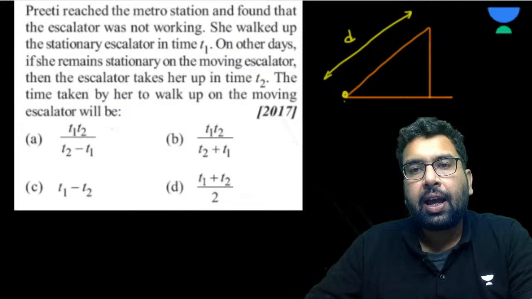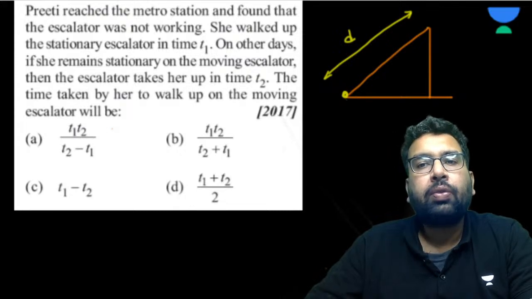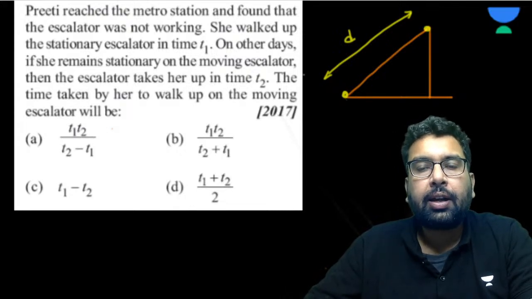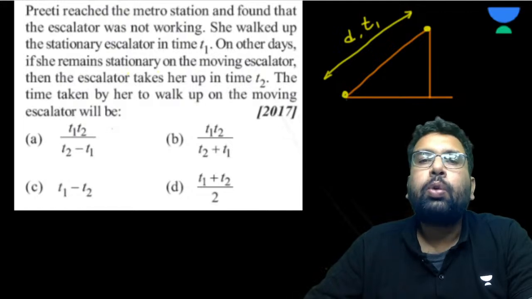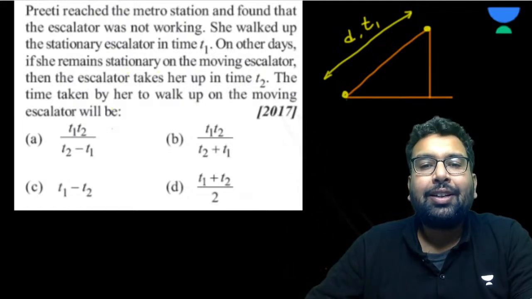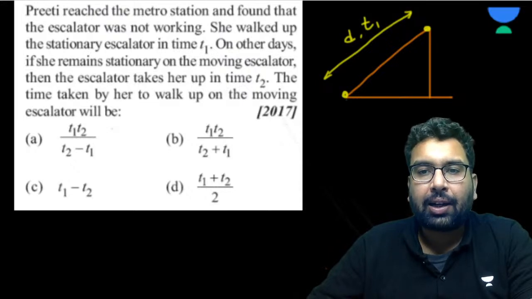So now she might have walked by the distance of d. Now let's understand the question. And she took the time t1. So we have the distance, we have some time. On other days, if she remains stationary on the escalator. See, this is how physics works. This is very practical.